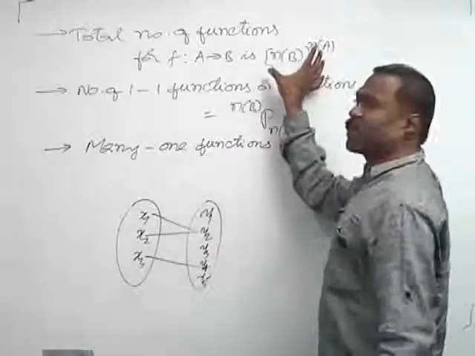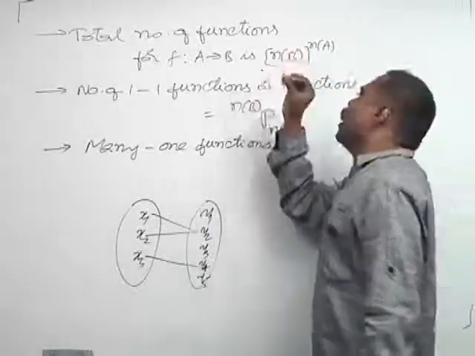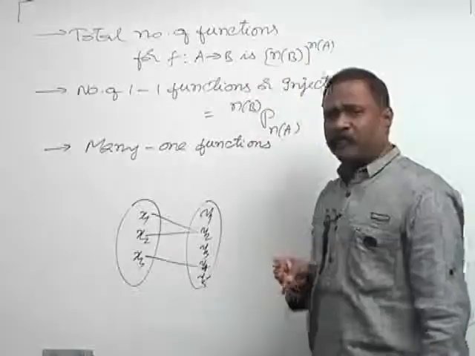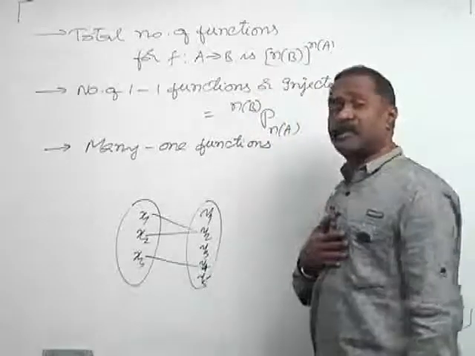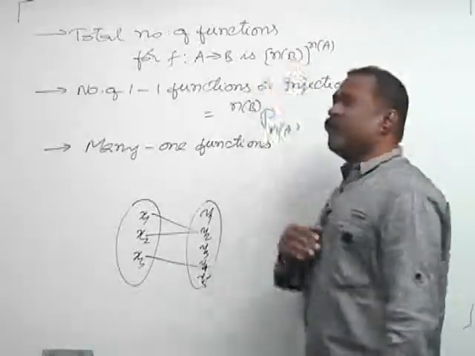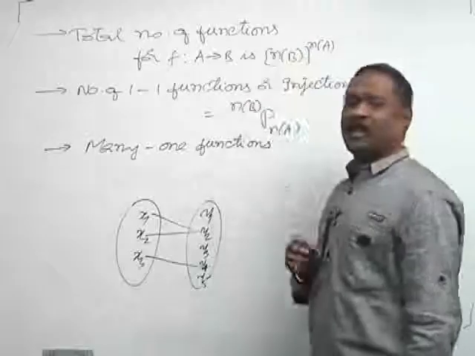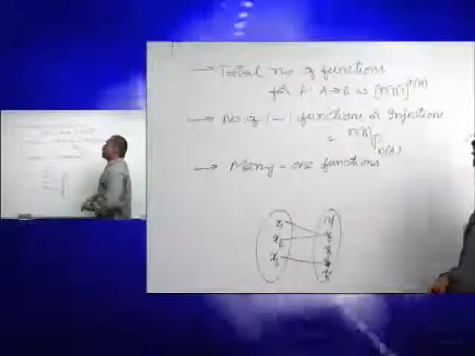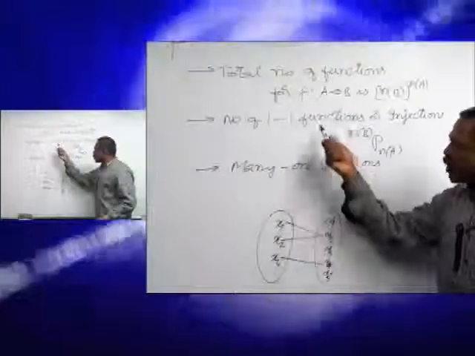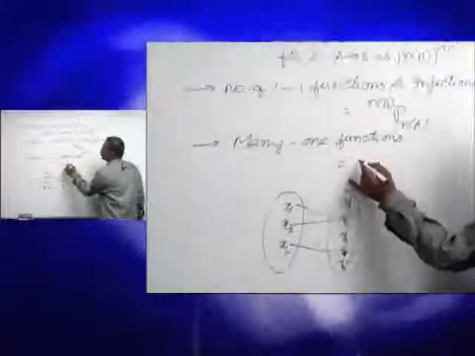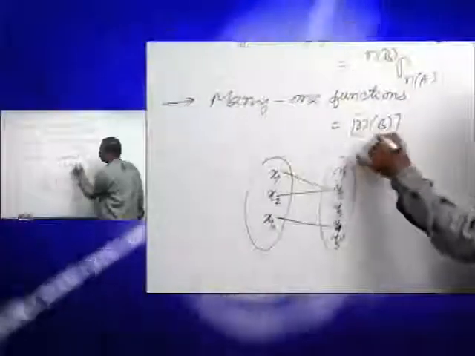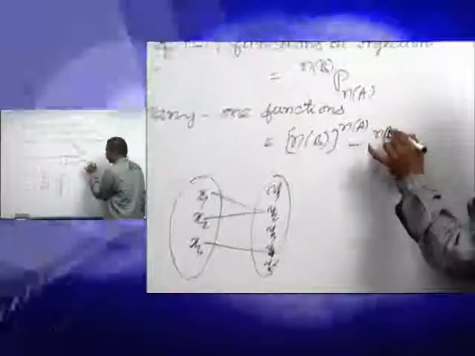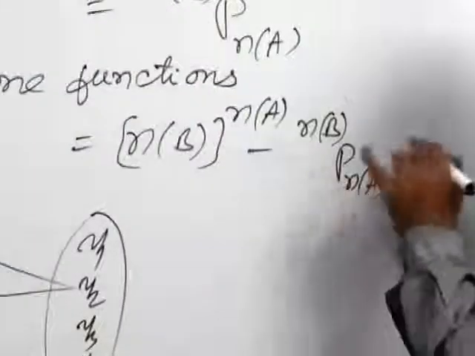The total number of functions is n(B) to the power n(A). Total number of functions means what? Every function will be present in that one: the 1-1 functions, the onto functions, the constant functions, and the many-one functions. Every function is present in n(B) to the power n(A). Then what do we need? We need many-one functions, which are nothing but non-1-1 functions. So you subtract: n(B) to the power n(A) minus n(B)P n(A).